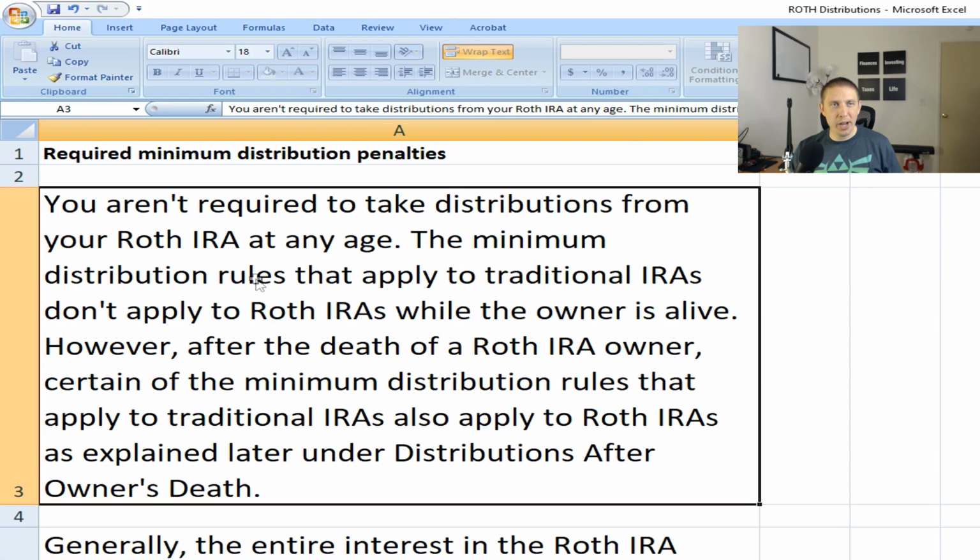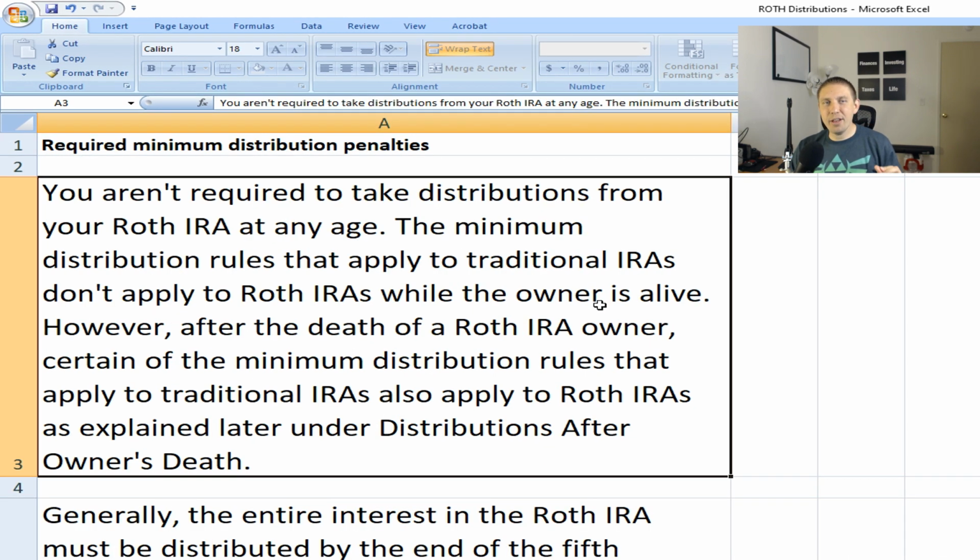However, let's read this real quick just so you're aware. This is from the publication as well, 590-B from the IRS website. It says you aren't required to take distributions from your Roth at any age. The minimum distribution rules that apply to traditional IRAs don't apply to Roths while the owner is alive. That's a key point. It does not apply as long as you are alive, okay?